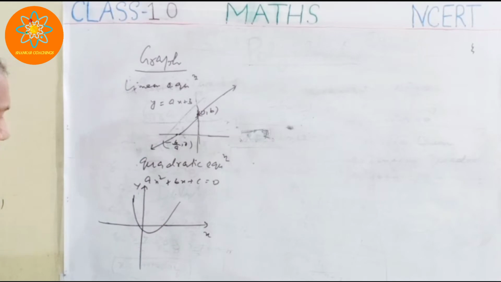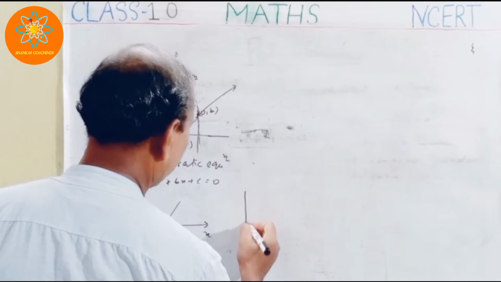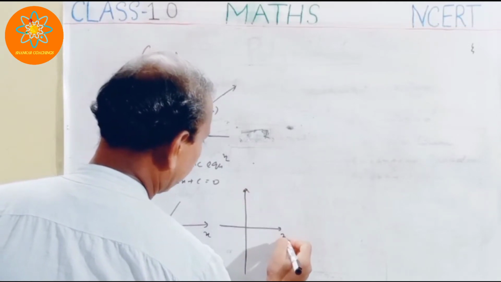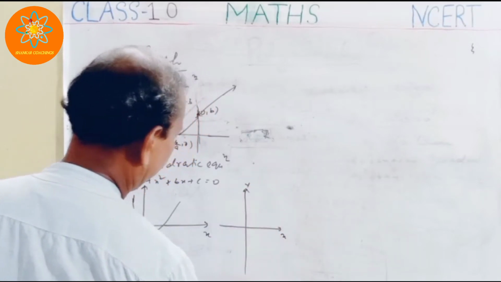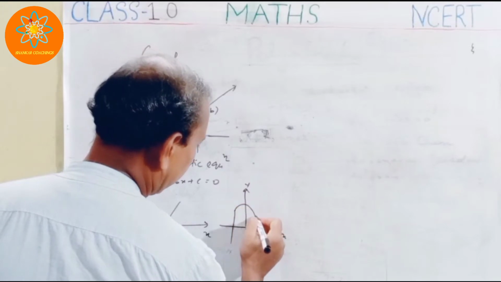Okay. Now it is either it will be like this or the graph will be like this. It may be like this also. Let's suppose this is x-axis, this is y-axis. This graph may be like this also. This is like this.